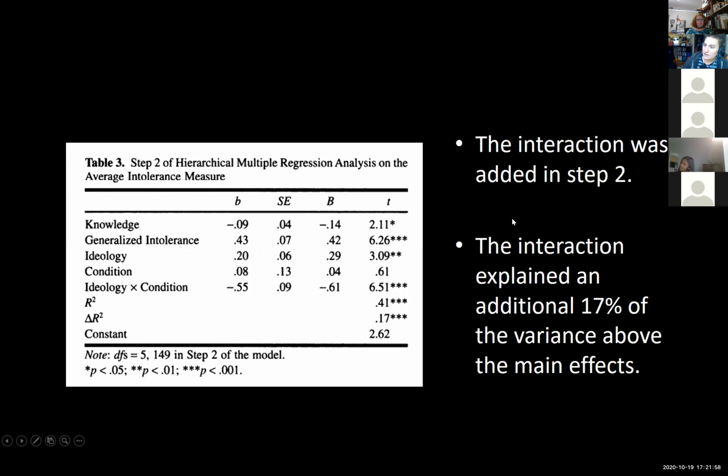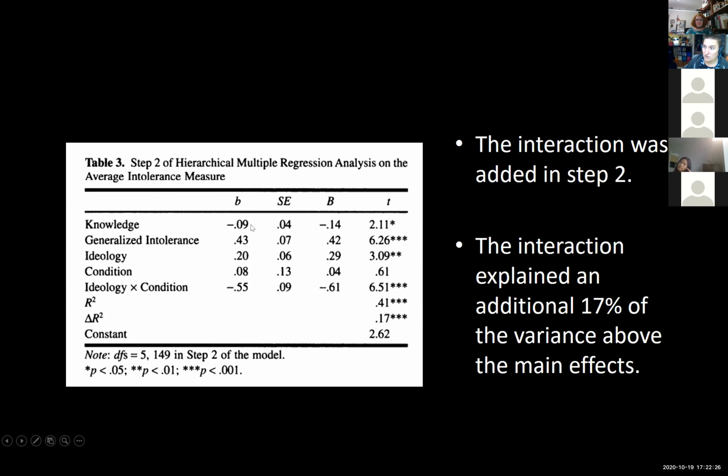So they added this interaction as step 2, but this is just the results of the interaction analysis. They're telling us that by entering it in at step 2, it's explaining an additional 17% of the variance in R squared. It's not a T. I don't know why they put it in this T space. That's a little bit confusing to me. It's difficult to read.